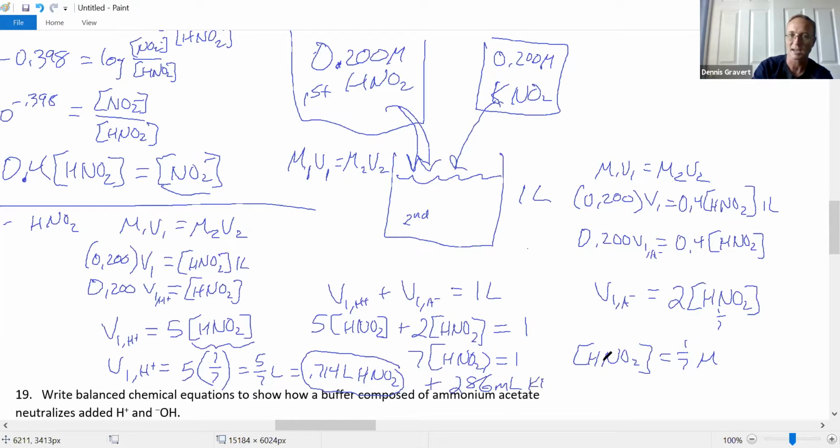of the KNO2, minus, well, KNO2. That's how much you have to mix together. Whoops, I changed the milliliters, sorry. That is correct. 286 milliliters, or it's 0.286 liters, 1/7 of a liter.